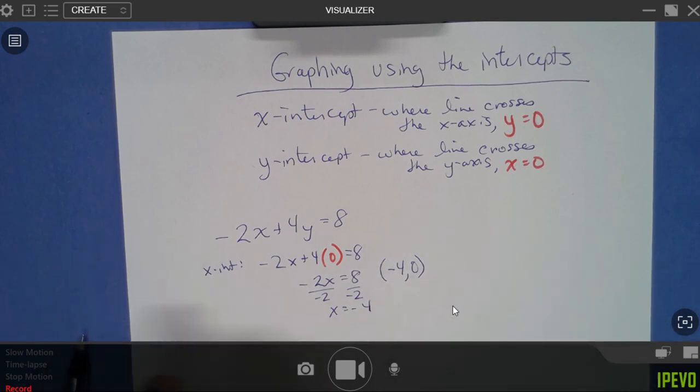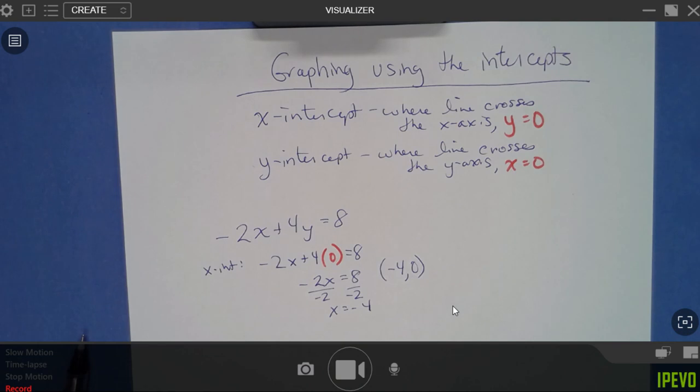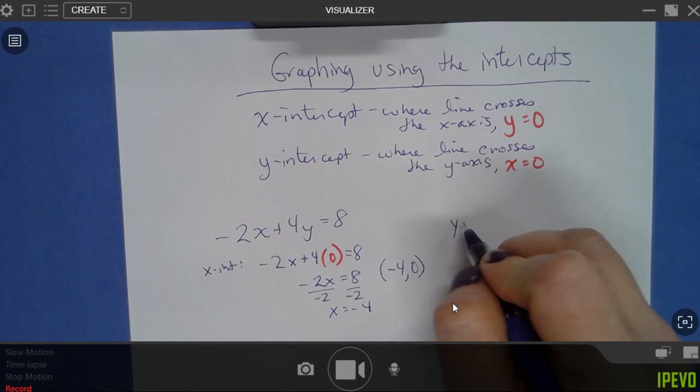I like to just actually, because I know that this is going to make a 0 here, it's going to eliminate it. I can see that right there. Negative 2x equals 8. I can solve that. It's a nice and efficient way to go about it. So we have the x-intercept. Let's find our y-intercept.